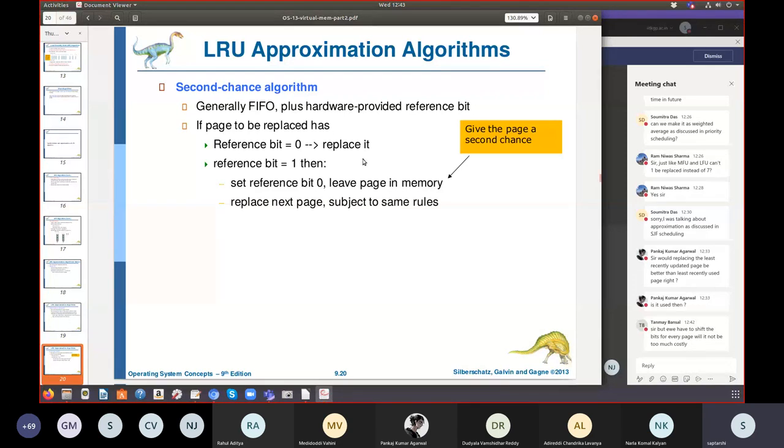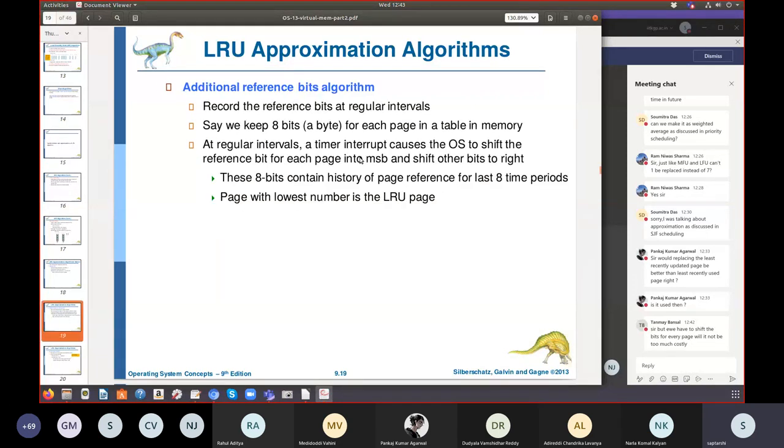In the previous scheme which we discussed, you are using 8 bits. So you have a very good approximation of LRU. You are measuring the history for 8 time periods. Great. But then the hardware cost is high because you are using 8 bits. Additionally, you have to do a shift operation for every update or every access to the page. So all this is costly.